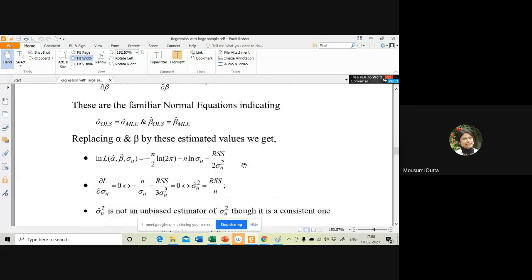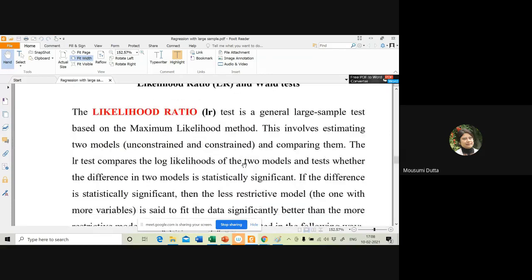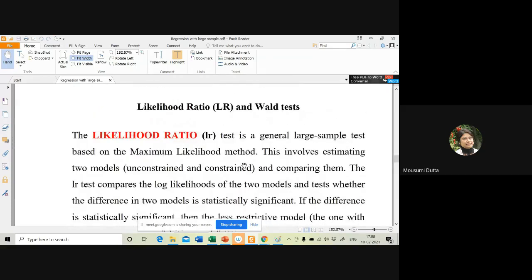And finally, the most important thing is what kind of tests we use in the context of a large sample. That is the likelihood ratio test and Wald tests. These tests are important. While we discussed the finite sample, we talked about OLS, the t statistic as well as the F statistic. To check the significance of a single coefficient, we use t, whereas when we consider the overall significance, generally we use the F statistic. However, there is some link between t square and F, etc.